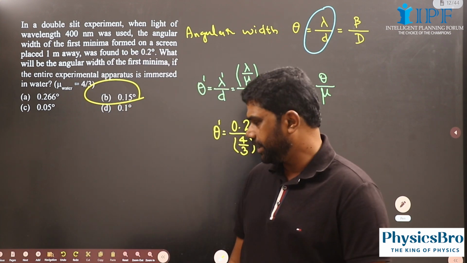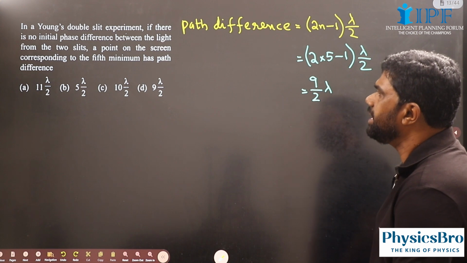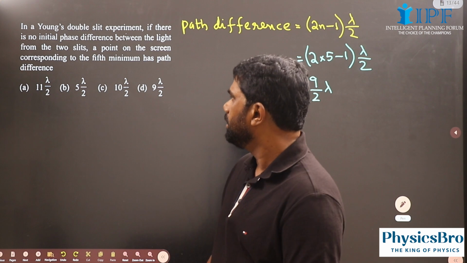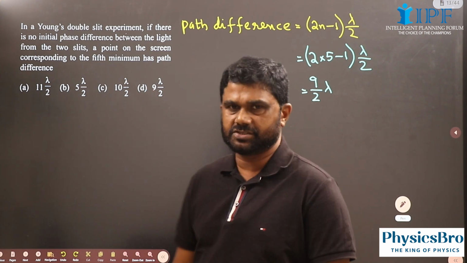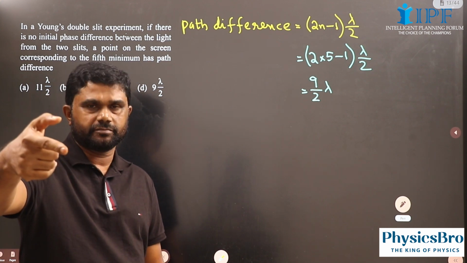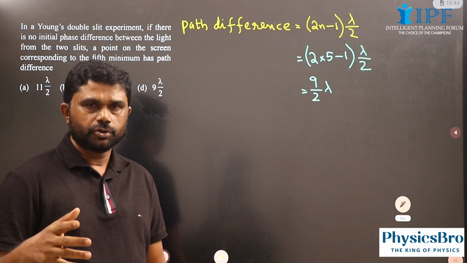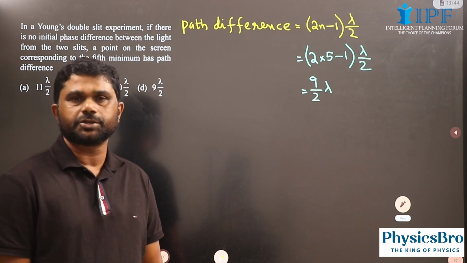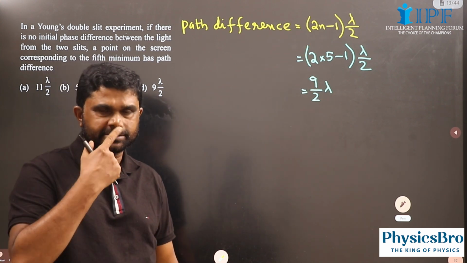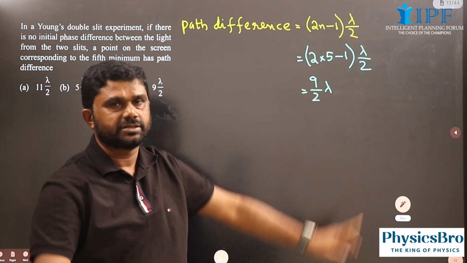0.15 degree. Okay. Next, in Young's double slit experiment, if there is no initial phase difference between light from the two slits, a point on the screen corresponding to fifth minimum has a path difference of? See, minimum will be produced when the path difference is an odd multiple of half the wavelength, lambda by 2. So the path difference will be (2n minus 1) lambda by 2, or you can use (2n plus 1) lambda by 2 also. But it is always preferred to use (2n minus 1) lambda by 2, because in this case, when you put n equal to 1, you will get the path difference for first dark band.